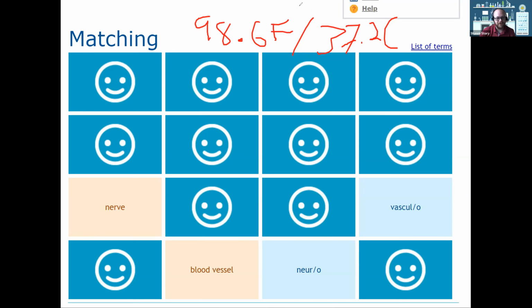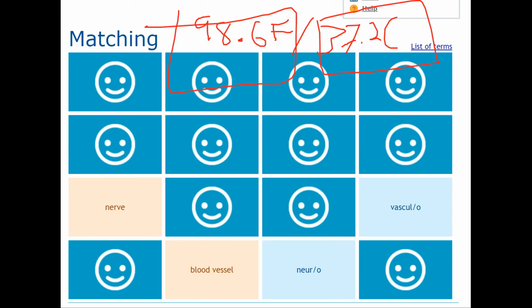Yeah, you're more comfortable using Celsius. And so this is something to keep in mind too, is that we do have these two different temperature systems. Fahrenheit is primarily used in the United States. Celsius is used in every single country in the world, except the United States. Why? I don't know. Don't ask me.